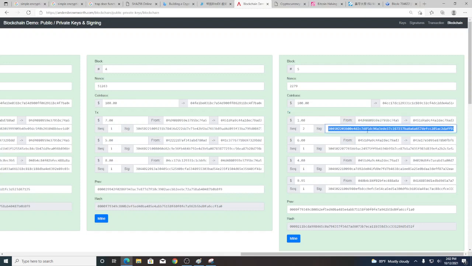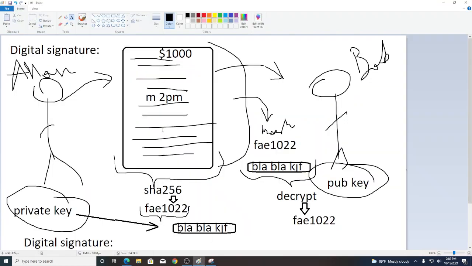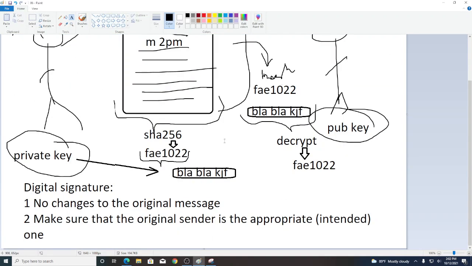Okay. Right now the hash is 3045. Hit F5 to change it. Yeah, with 7 it's 3045. With 1 it will be different, but it should be 3045. Okay. So that is how digital signature is applied to blockchain.